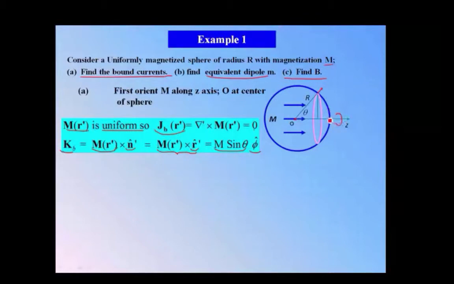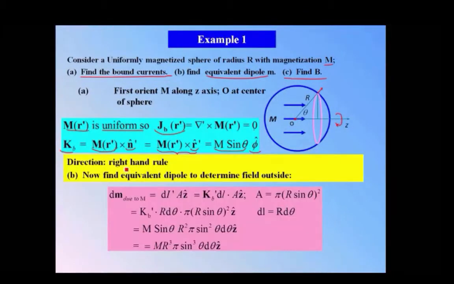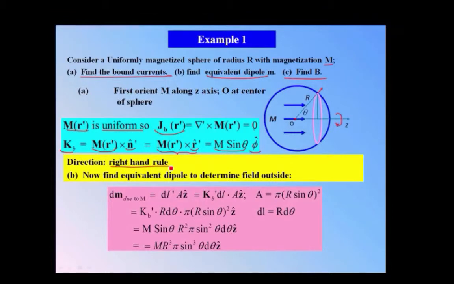And so at any point up here, we would end up with a component that's pointing in this direction that depends on theta. Let me draw this. This would be towards you and give you the direction of phi. You find that direction with the right-hand rule.